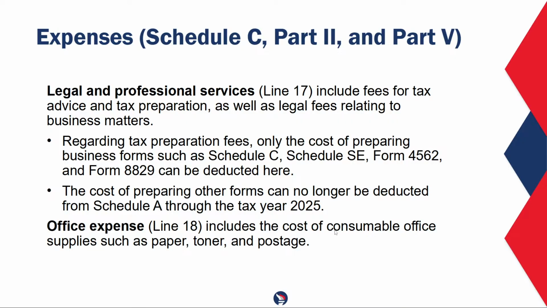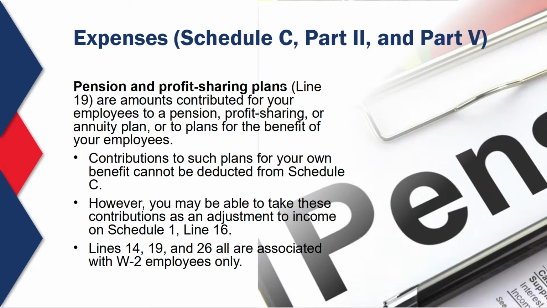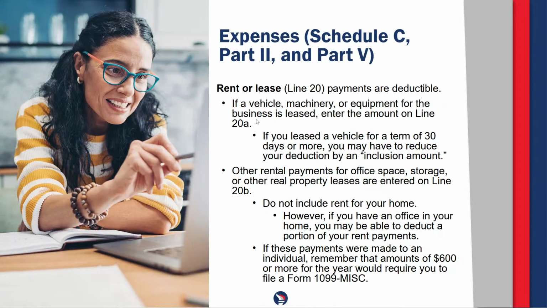Office expense, this is very vague because there's another one coming up later called supplies, and to me they're kind of redundant. This includes the cost of consumable office supplies such as paper, toner, and postage. Yeah, that's fine. Pension and profit sharing plans, again, if you don't have an employee, we're not worried about it, so I don't spend a lot of time here. Rent or lease, payments are deductible. If you're renting, obviously when Brett pays the landlord for us to have our offices where they're at, yep, that's an expense on his Schedule C.